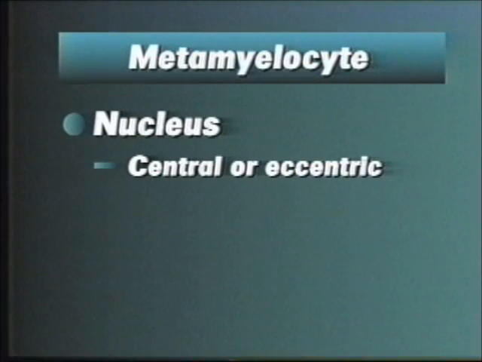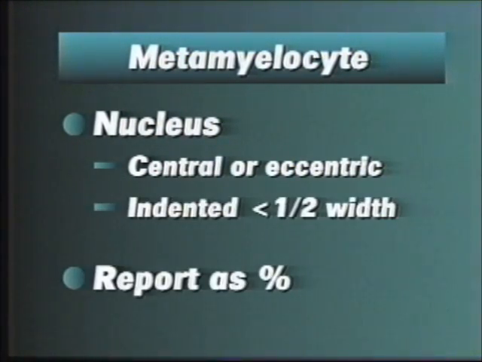The next cell we're going to talk about is the metamyelocyte, which technically, I guess, is not a common finding, but depending on the population of patients you're dealing with may not be uncommon. If you have a large population of OB or post-surgical patients, you may see them more frequently. The metamyelocyte has a central or eccentric nucleus, which is indented but less than half the width of the entire nucleus. The cytoplasm is pale blue and has specific granules.